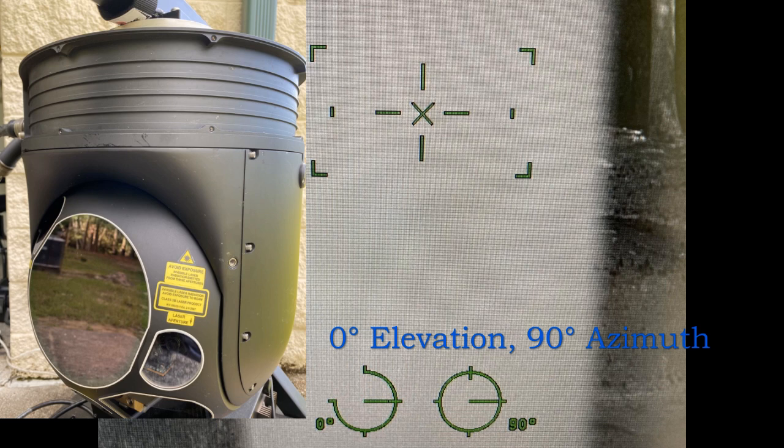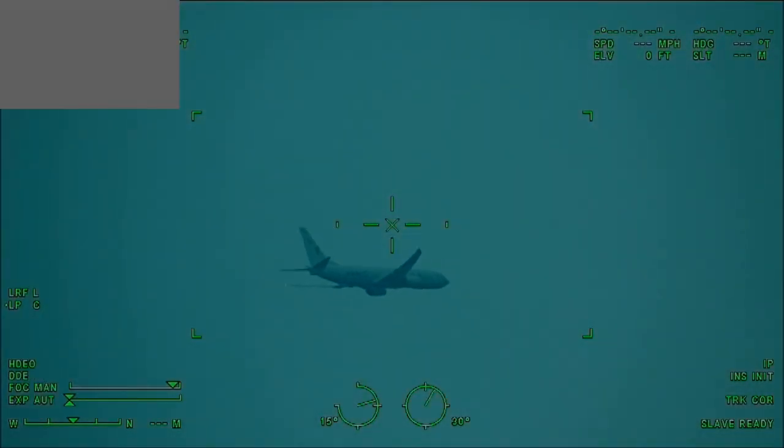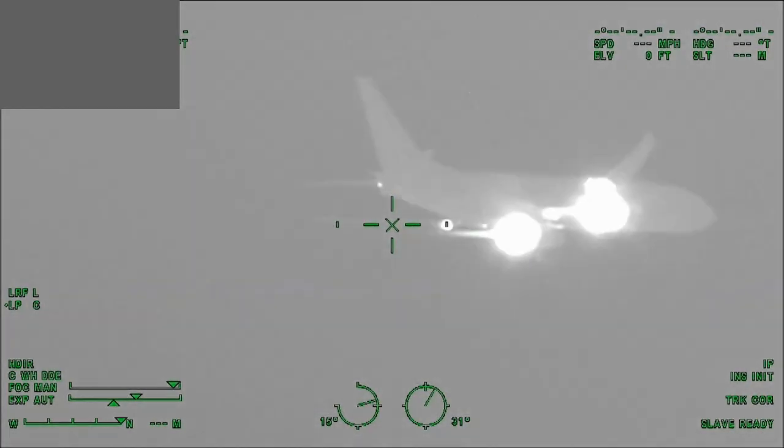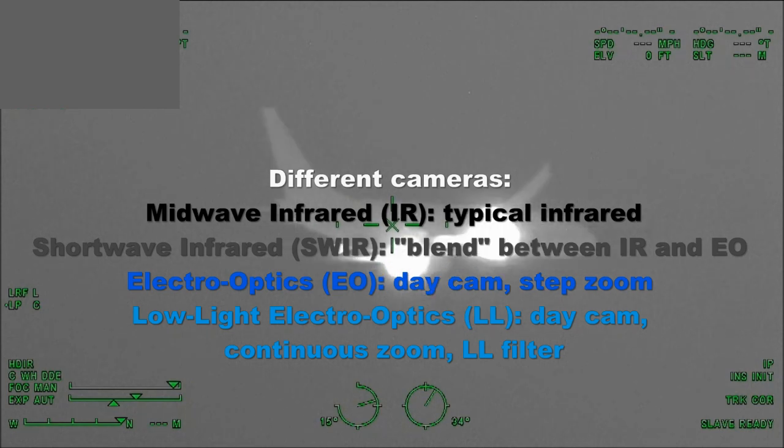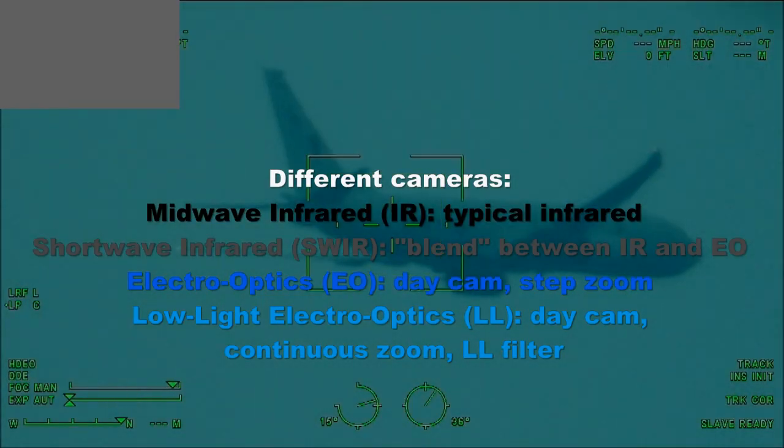It has a continuous left-right rotation from 0 to 360 degrees and about a 30 to negative 120 degrees in elevation. This is the camera info. It shows the selected camera, the scene setting, polarity, filters, focus, gain and level, and fields of view. The cameras can come in different combinations, but here are some examples. The FLIR is a shortwave infrared but acts like a day cam in some regards.